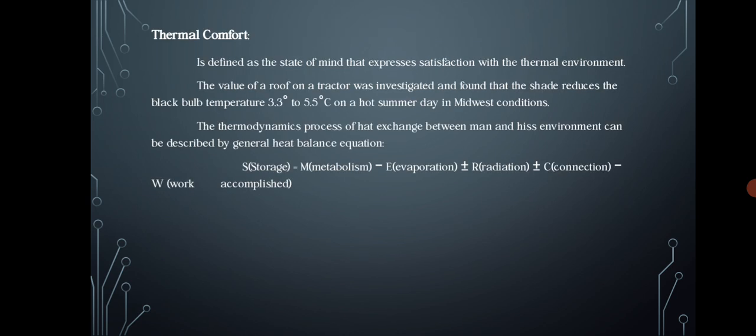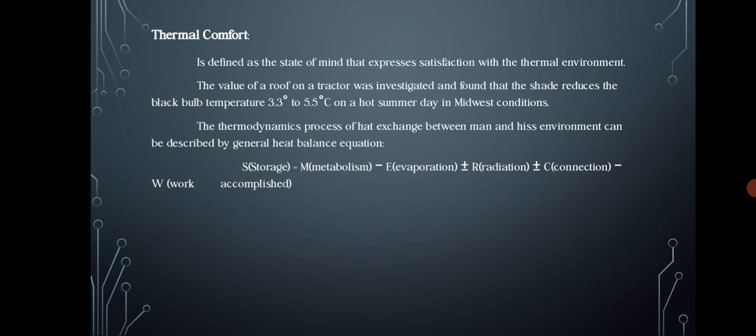Thermal comfort. It is defined as the state of mind that expresses satisfaction with the thermal environment. The value of a roof on a tractor was investigated and it was found that the shade reduces the black bulb temperature by 3.3 to 5.5 degrees Celsius on a hot summer day in mid-west conditions.